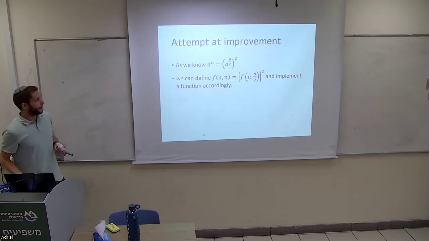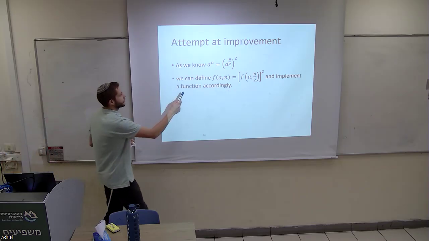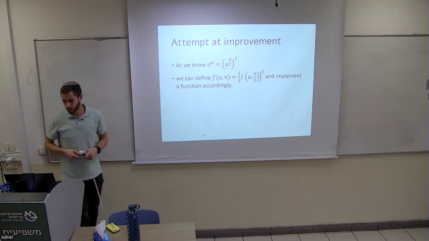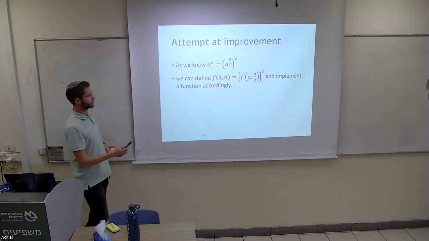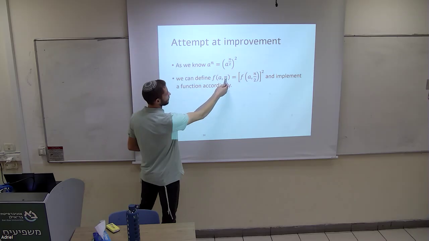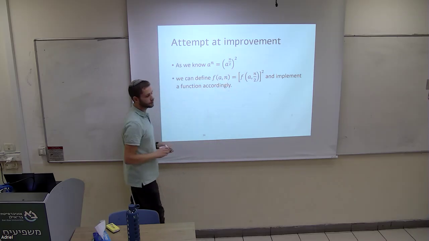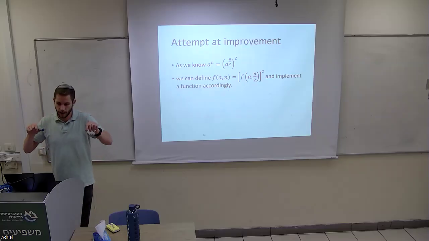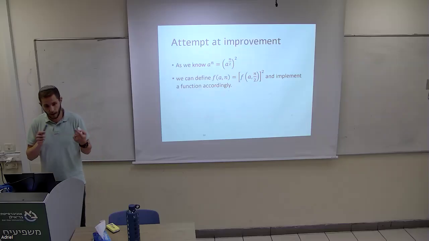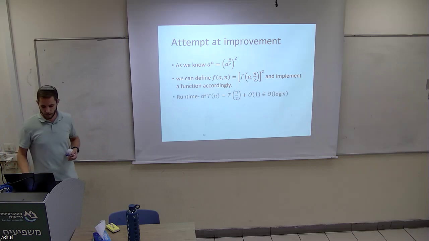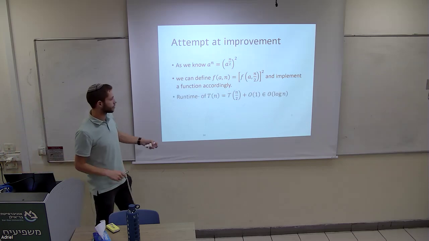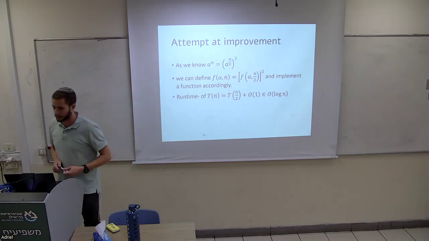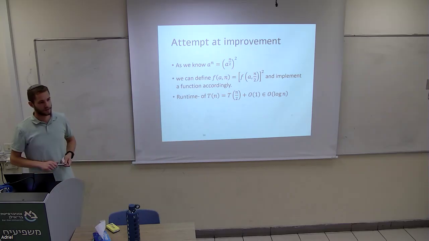As we know, like I said, a to the n equals a to the n divided by 2, to the power of 2. So we can just define a simple function that raises a to the power of n, where it just splits it into 2 halves, then multiplies between them. The multiplication is O of 1, right? So the runtime is just T of n equals T of n divided by 2 plus O of 1, which is log n time. Now what's the issue here?